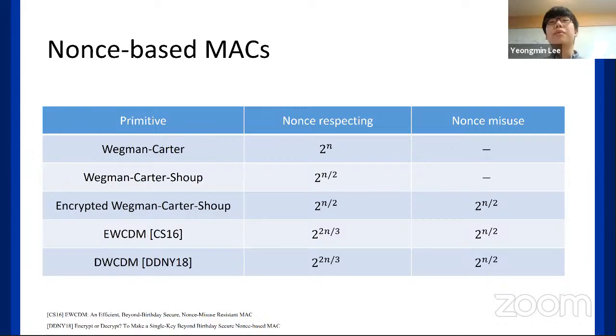EWCDM and DWCDM achieve beyond-the-birthday-bound security by a small modification to encrypted Wegman-Carter-Shoup. However, security in the nonce-misuse setting remains at the birthday bound. Ideally, security should degrade gracefully according to the number of repeated nonces. So, a new nonce-based MAC was proposed which enjoys graceful degradation.